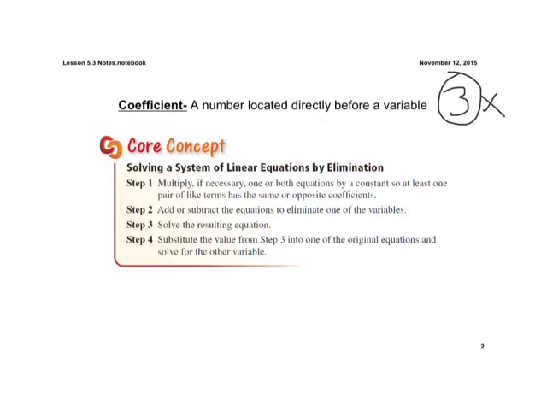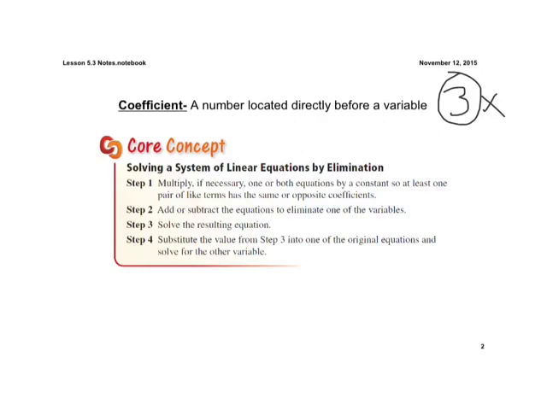The first step is we're going to multiply, if necessary, one or both equations. Sometimes we don't have to multiply any of them, by a constant, so we can get one of the variables, either x or y, to eliminate itself. Okay, and we're going to eliminate by adding the two equations together. When we do that, hopefully we'll get one of the variables to eliminate.